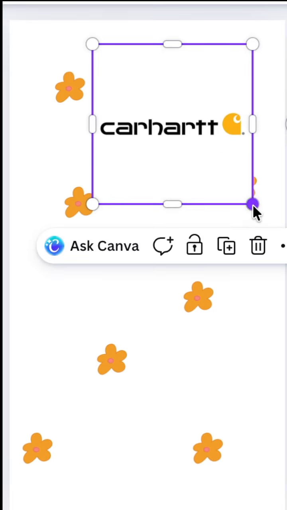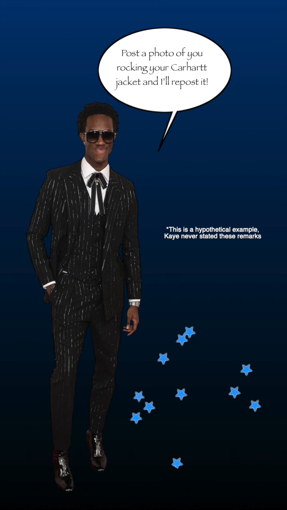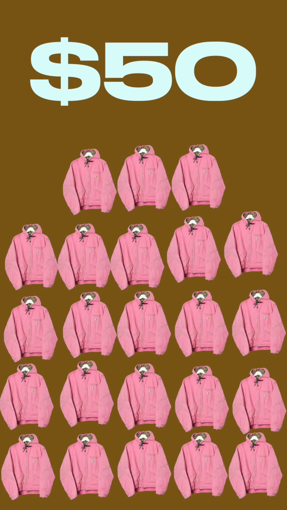Suppose the demand for Carhartt jackets is soaring because Wisdom K, a widely admired celebrity, recently endorsed them as the top vintage fashion brand. And to my great luck, I happen to have stumbled upon 23 Carhartt jackets for $50 total the other day before K's announcement.